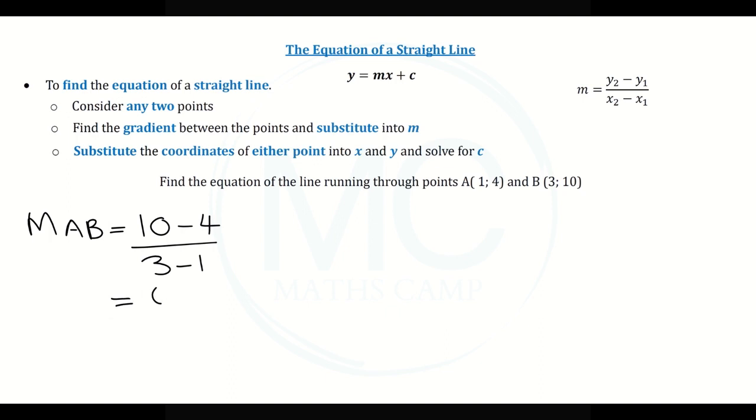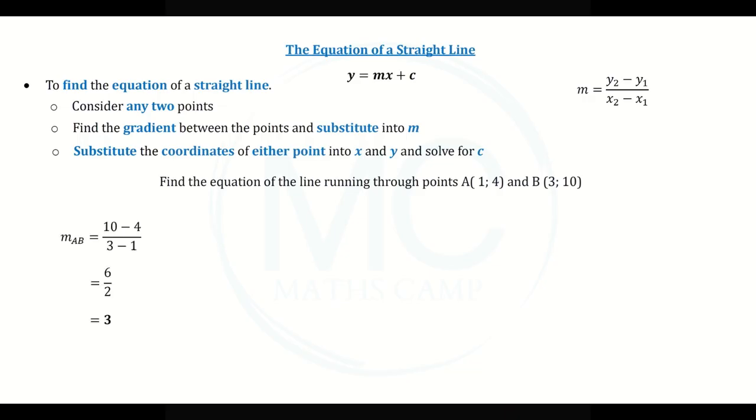10 minus 4 is 6 over 3 minus 1, which is 2. And 6 divided by 2 gives us 3. This is our m value. So the equation for the straight line will be y is equal to 3x plus c. Now we need to substitute the coordinates of one of these points into the x and y values in the equation in order to find c.